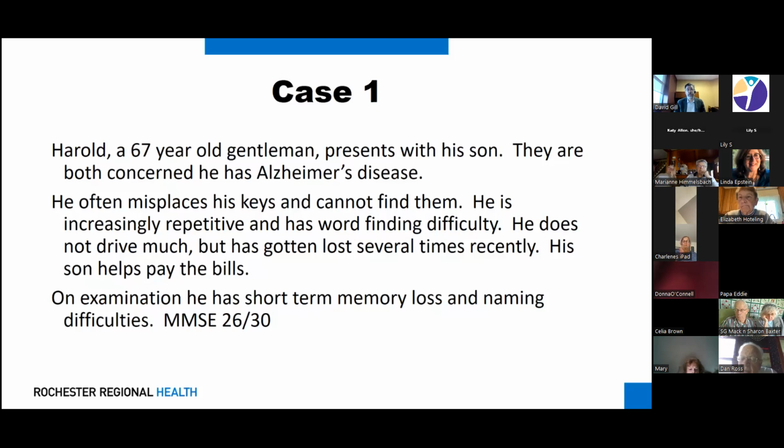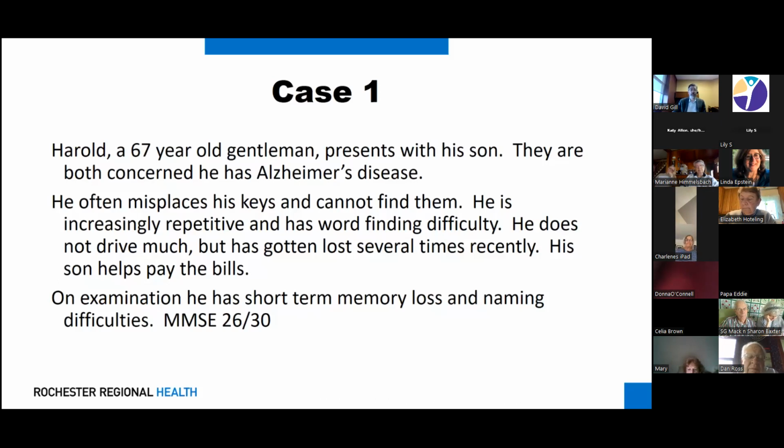He has difficulty coming up with words, so he often pauses in conversation and gets stuck when he can't think of the word. He's cut back on his driving, and when he does drive, he's gotten lost and had to call his son several times to help figure out how to get home. His son has started to help pay the bills now. When you examine him, he clearly seems forgetful and has a hard time coming up with words.